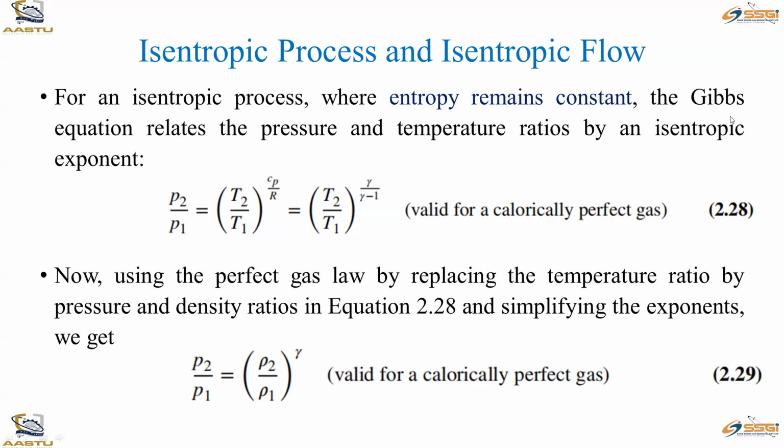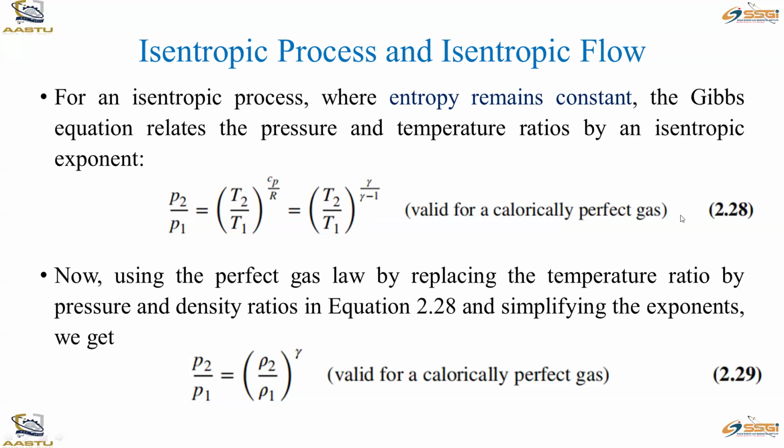The Gibbs equation relates the pressure and temperature ratio by the isentropic exponent. So what are those isentropic exponents? Cp is the specific heat, R is the gas constant, gamma is the isentropic exponent. The relation between pressure ratio and temperature ratio is given by P2 over P1 equals T2 over T1 to the power of gamma over gamma minus 1.